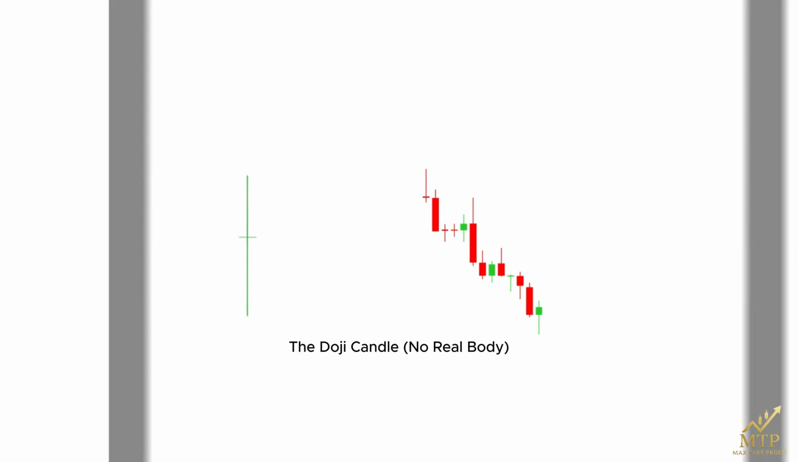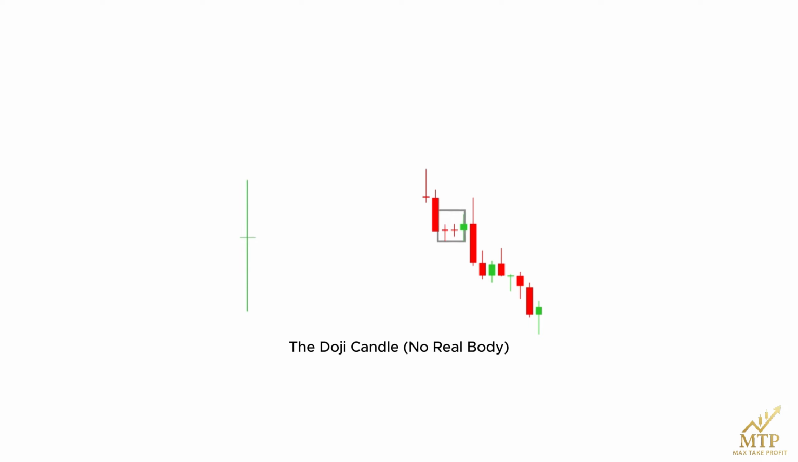The doji candle, no real body. The fourth type is the doji candle. It looks like a thin cross because the opening and closing prices are almost the same. A doji represents pure indecision. Despite the movement up and down, the market ends right where it began. Depending on where it appears, a doji can indicate trend exhaustion or a potential reversal.